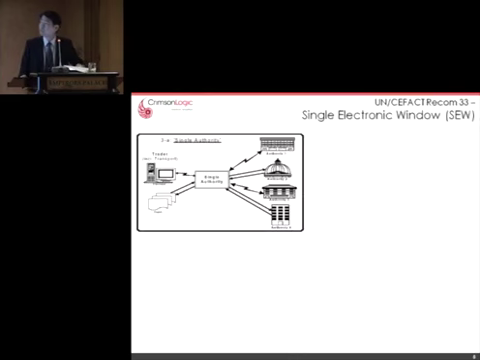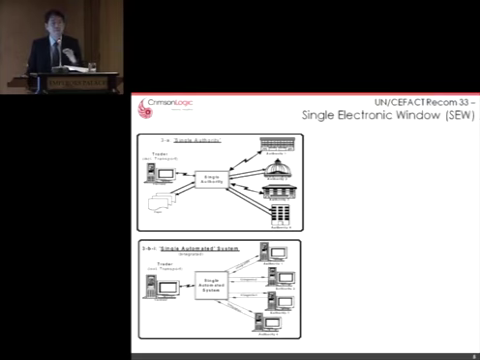In recommendation number 33, there are 3 models of single window. First is a single authority model. This means that there is a single authority that you can submit your paper forms or electronic forms to. And then the authority will take it and distribute it among the other OGAs and other authorities.